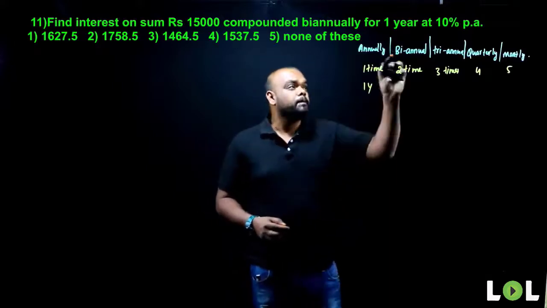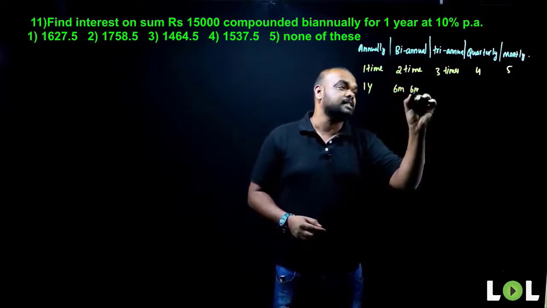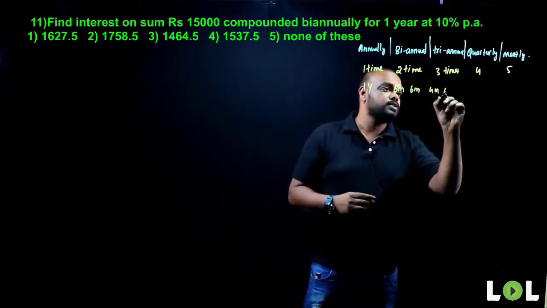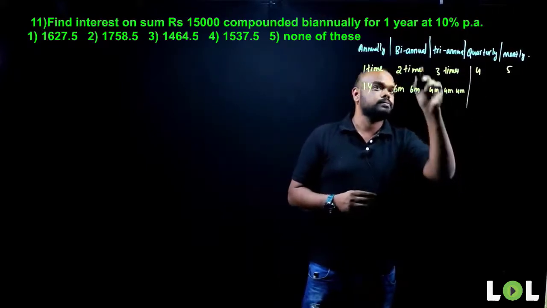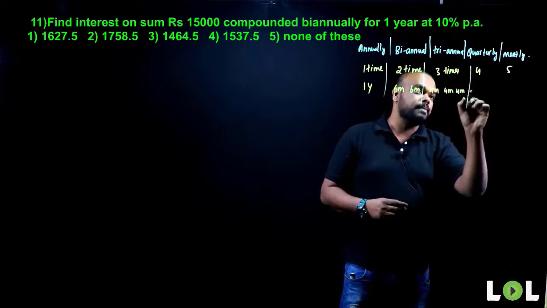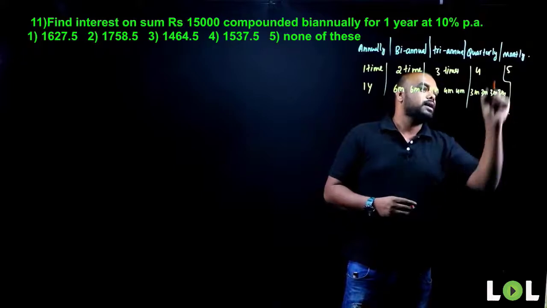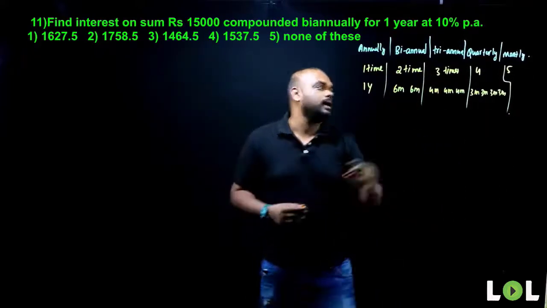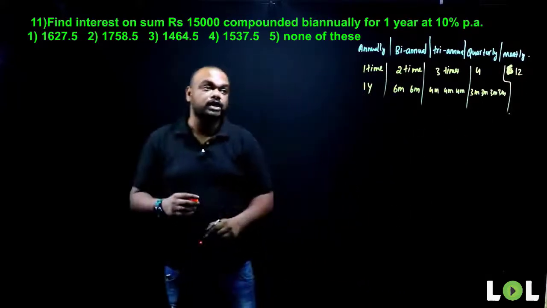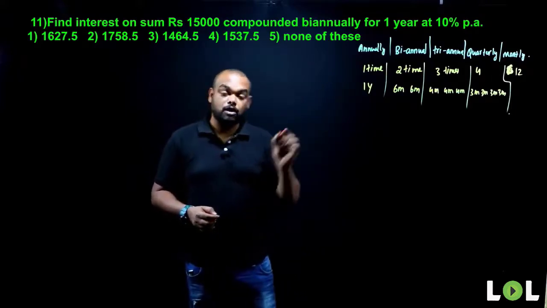Now, biannually means 2 times in a year. It means every 6 months, 1 time. First 6 months and again next 6 months. When I say triannually, 3 times in a year. That is every 4 months. 4 months, 4 months and 4 months. When I say quarterly, it is 4 times in a year, means every 3 months. 3 months, 3 months, 3 months and 3 months. Now monthly means 12 times, means after every 1 month. This is the meaning of annually, biannually, triannually, quarterly and monthly. Okay, now let us solve the question.